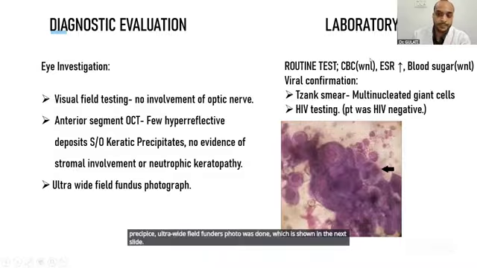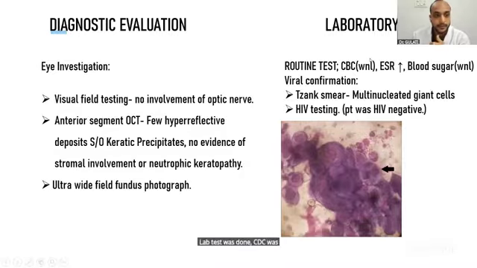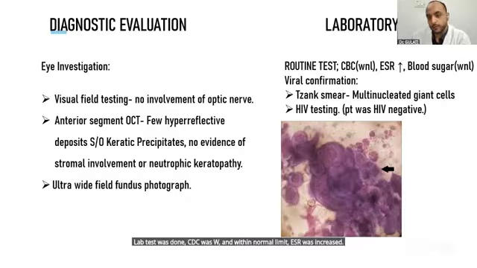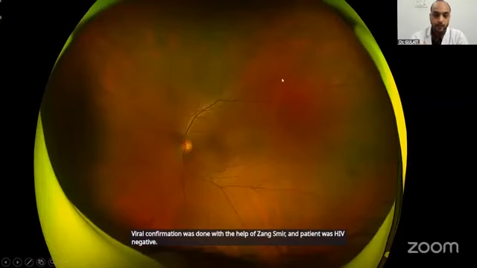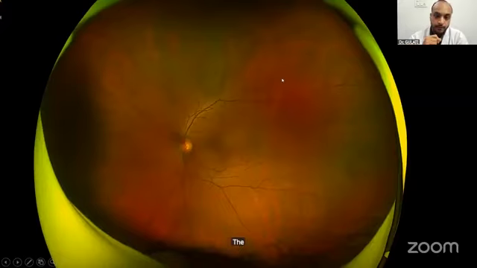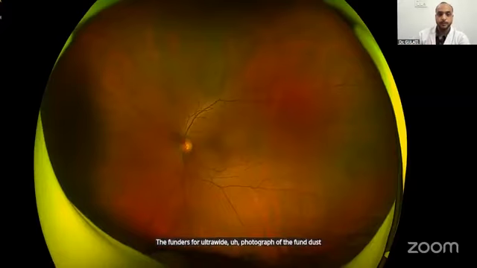Lab test was done. CBC was within normal limit. ESR was increased. Viral confirmation was done with the help of Tzanck smear, and patient was HIV negative. The ultra-wide photograph of the fundus was within normal limit.